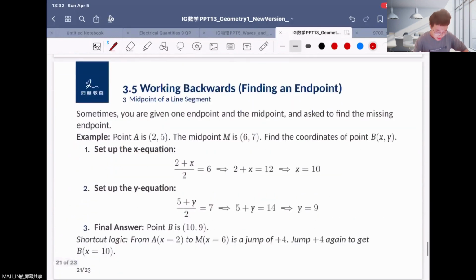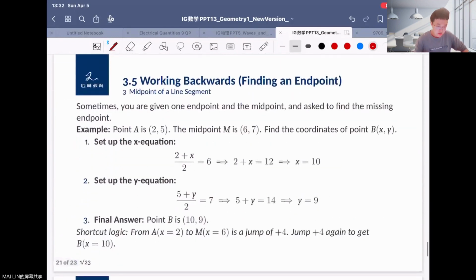Here's another example. If we know the midpoint M and another point, say A is (2, 5) and M is (6, 7), and you want to find the other point B (x, y), you just use the formula: 2 plus x over 2 equals 6, and for the y coordinate, 5 plus y over 2 equals 7.